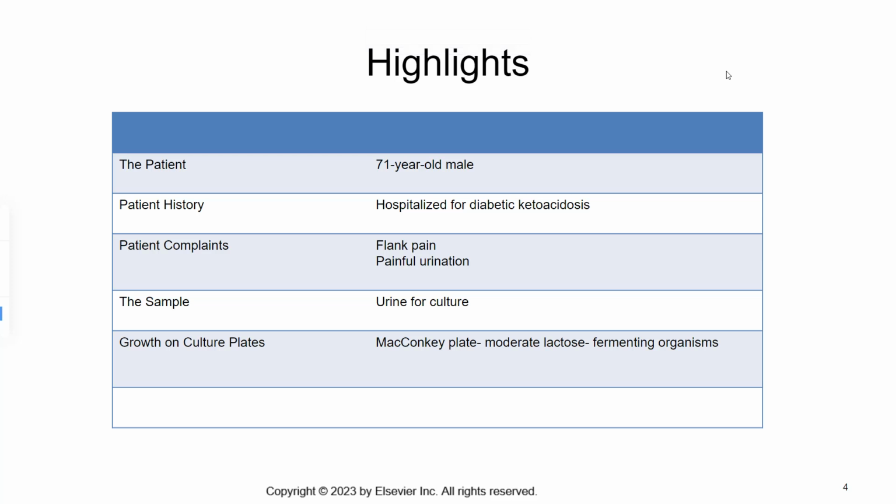Enterobacterales. So the patient is a 71-year-old male hospitalized for diabetic ketoacidosis. The patient complains of flank pain and painful urination, and a urine sample is sent for culture. It has grown on MacConkey, with moderate lactose-fermenting organisms.